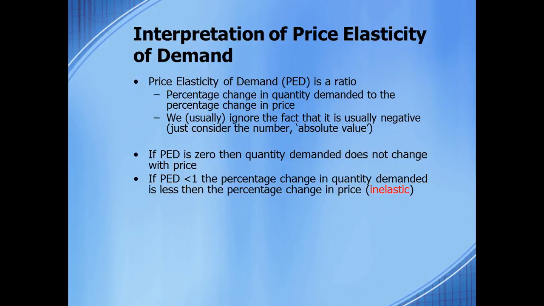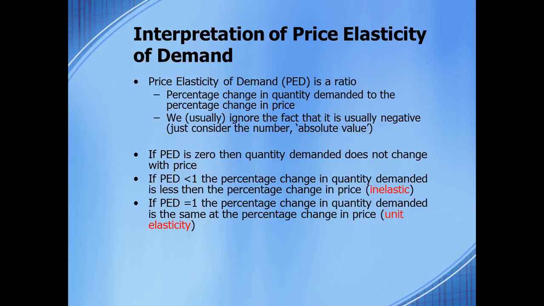If PED is smaller than 1, then the percentage change in quantity demanded is less than the percentage change in price, and it's known as inelastic. So let's say, for example, if the price goes up by 10%, the demand would change by less than 10%. It's called an inelastic product, or a price inelastic product.